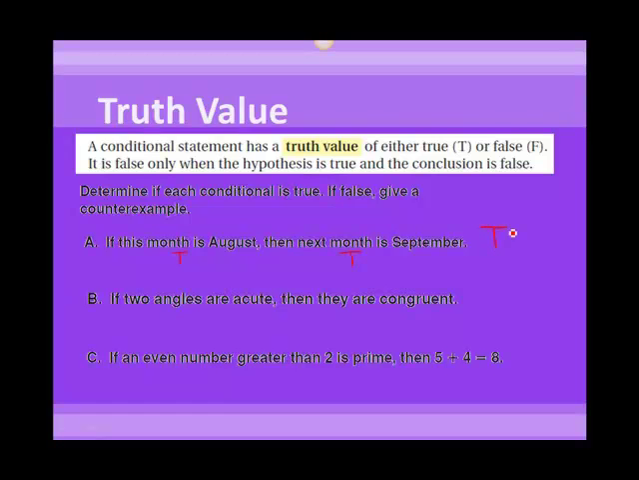If two angles are acute, then they are congruent. Can you think of a time when the two angles are acute but they are not congruent? I can. If the measure of angle 1 is 30 degrees and the measure of angle 2 is 40 degrees, the two angles are acute, so the hypothesis is true, but these angles are not congruent. So this overall conditional statement will have the truth value of false.